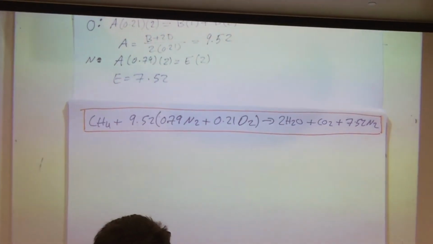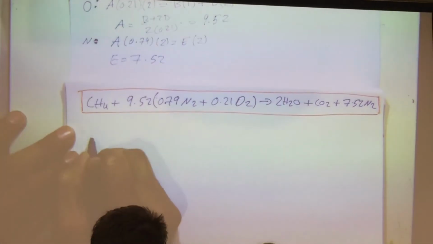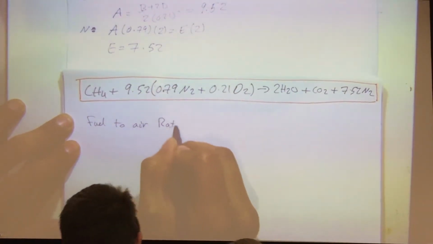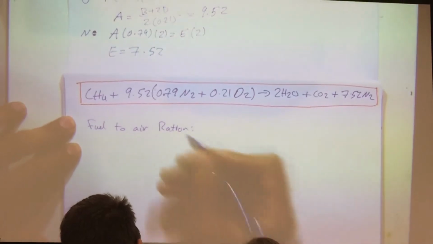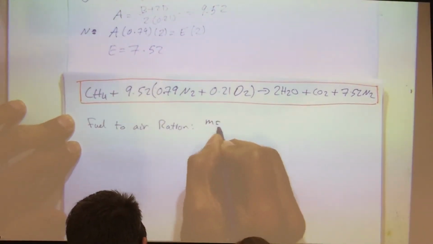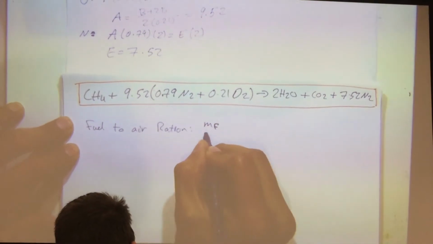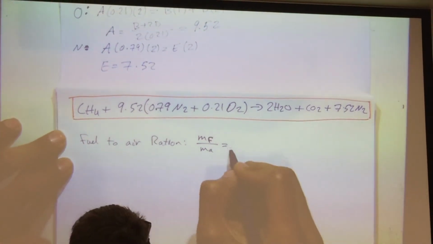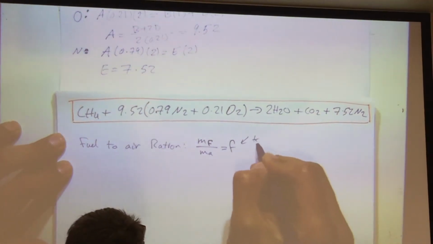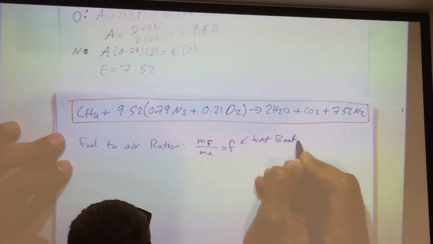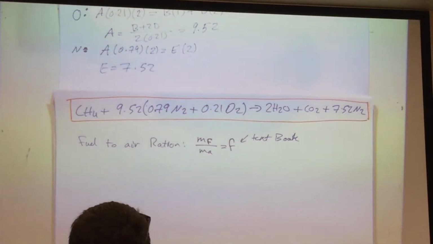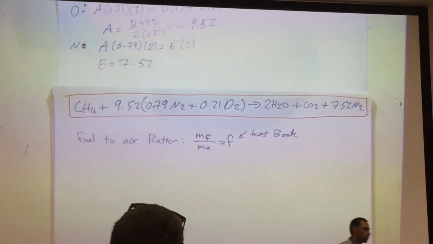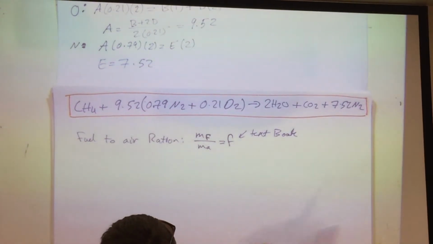So, what do I have? I need to know my fuel-air ratio. So, fuel to air ratio, which is very, very critical with propulsion systems, is equal to, by definition, the mass of fuel divided by the mass of air. The textbook uses F. As you go out, at Pratt we never used F, we used FA. That's the fuel-air ratio, but the textbook uses F.